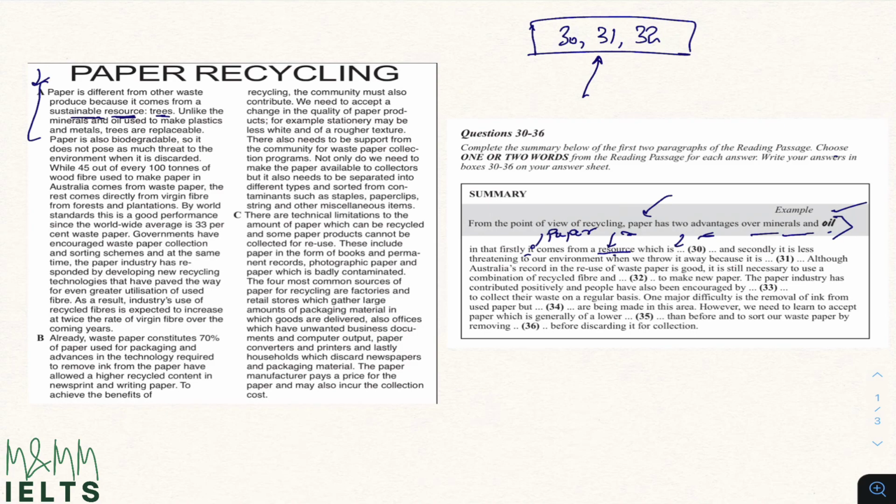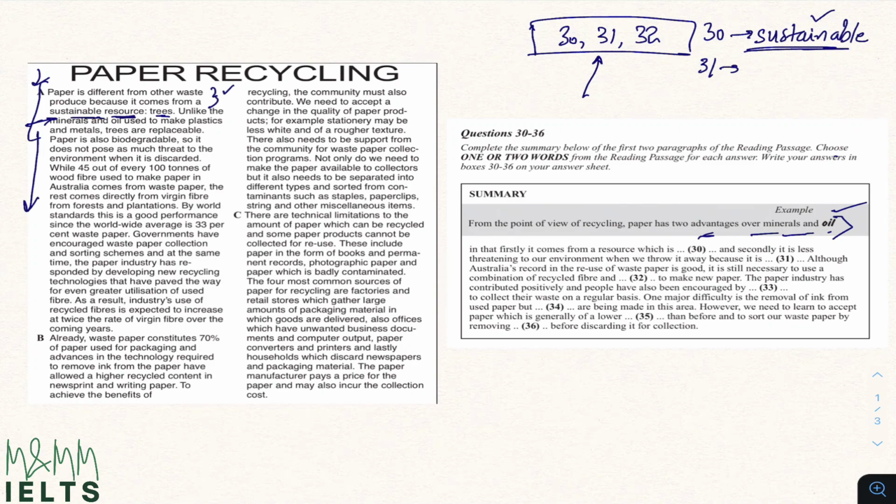My sentence is, in that, firstly, it comes from a resource which is dash. They already said it comes from a sustainable resource. It comes from a resource which is dash. One and the same thing. They've just paraphrased it a bit. So my correct answer over here, or I'll write it down here for number 30, is going to be sustainable. Because it was the same sentence, same meaning, just paraphrased a bit. That's how I would be getting my correct answer. Like I said, since we have already got my first answer from here, it cannot be from anywhere else. My second answer will come after this because the answers are going to be in sequence.